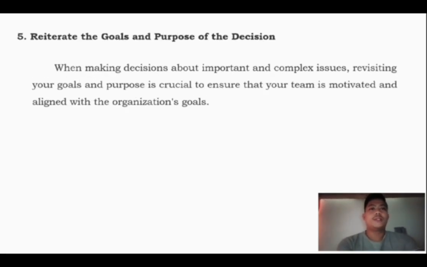Number 5, illustrate the goals and purpose of the decision. When making decisions about important and complex issues, revisiting your goals and purpose is crucial to ensure that your team is motivated and aligned with the organization's goals.